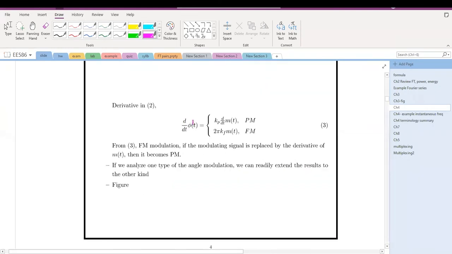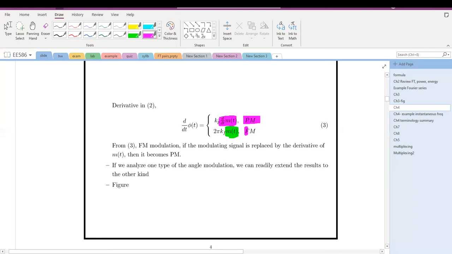Now, if I look at the derivative of phi, I have this relationship for PM. That's Kp times the derivative of m(t). For FM, I have 2 pi kf m(t), which I get by taking the derivative of phi from the definition of phi(t) for PM and FM. Now, if I look at the FM and replace the message by its derivative, then FM become PM.